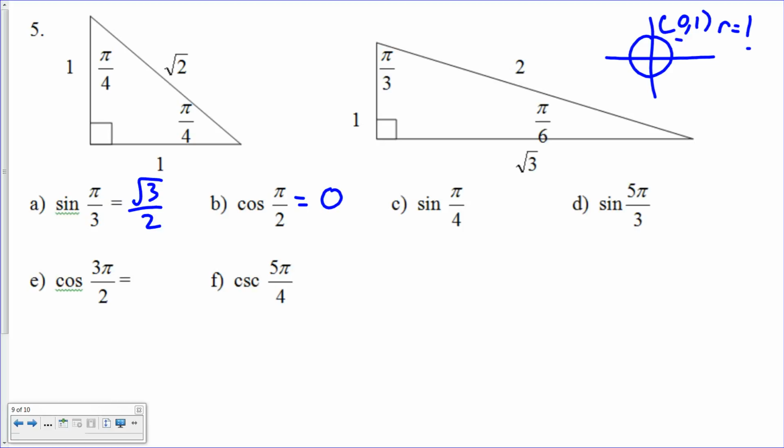Sine of pi over 4. Going here, 1 over radical 2. Not too bad. Or radical 2 over 2.